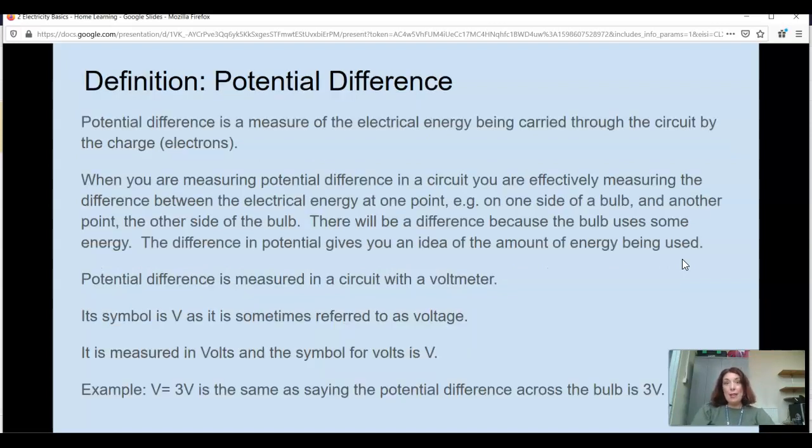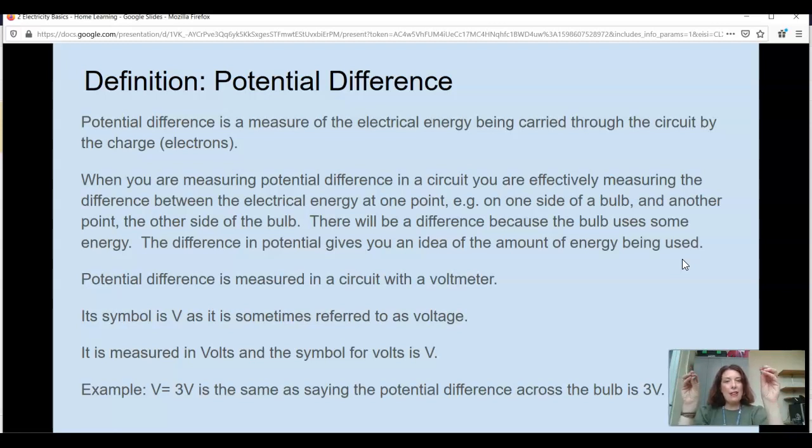Okay, we're now going to look at potential difference. Potential difference is a measure of the electrical energy being carried through the circuit by the charge, so the electrons. So it's how much energy basically are they carrying around the circuit. And when you're measuring potential difference in a circuit, you're effectively measuring the difference between the electrical energy at one point and the electrical energy at the other point. For example, that could be one side of a bulb and then the other side of the bulb. You're measuring the difference in electrical energy between those points.